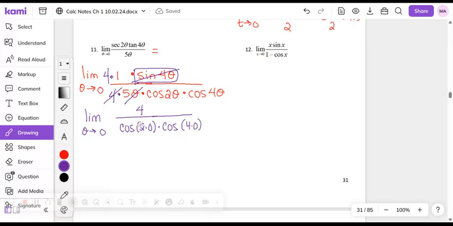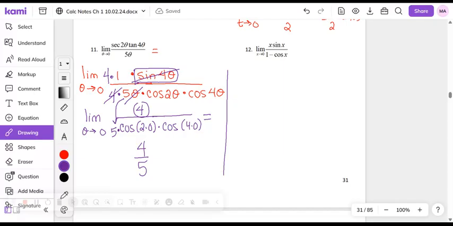Well, we've done this so many times. The cosine of 0 is 1. So we have 4 over, oh, I'm so sorry, I forgot my 5. Always make a mistake. So we have 5 times 1 times 1 in our denominator. The limit will be 4 over 5. Okay, 4 over 5 times 1 times 1.